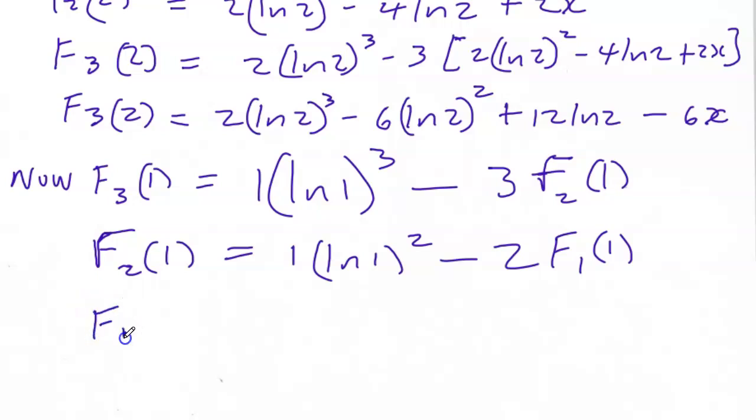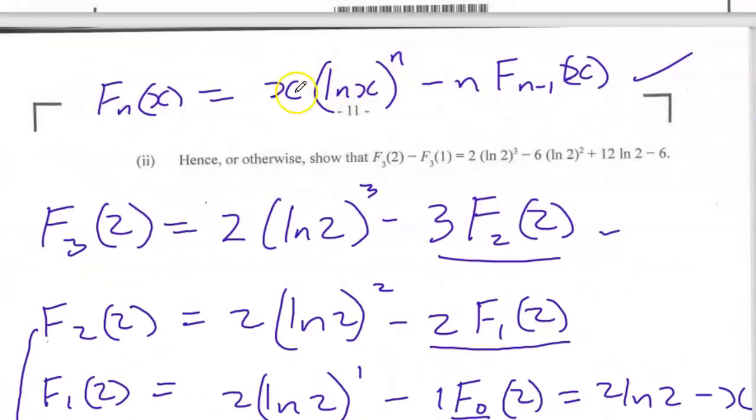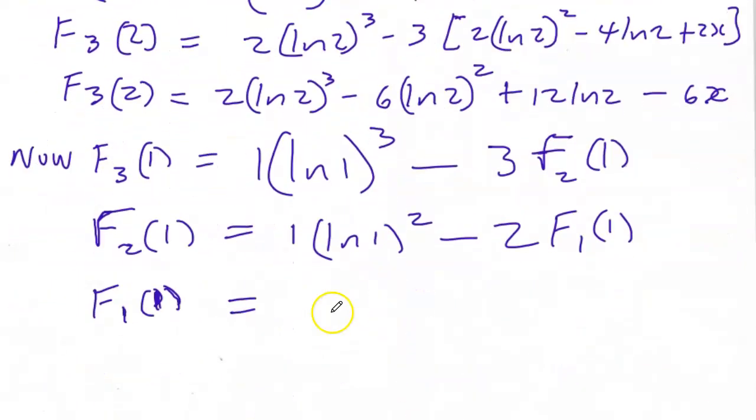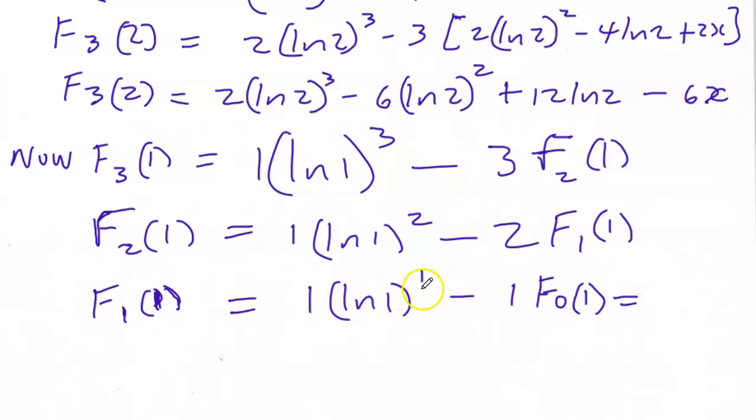So f11, this time we're replacing both the x and n with 1. So again, it's 1 log 1 to the power 1 minus 1 f0 of 1. And remember, we already found f0 to be x. So this would be equal to, and log 1 is 0. So it's minus, and f0 was x. So it's minus x.